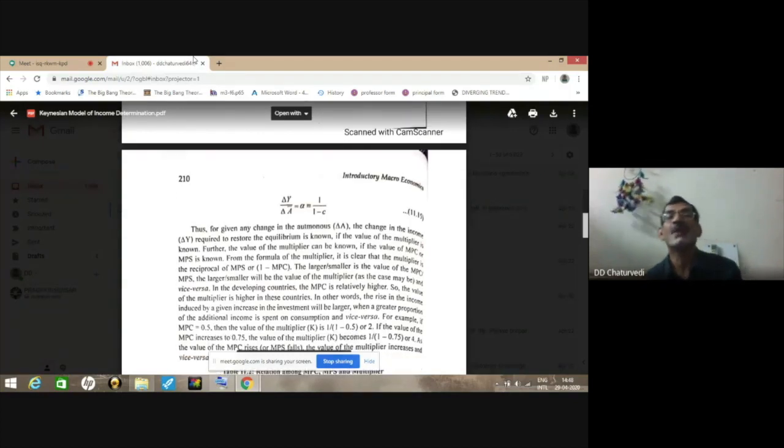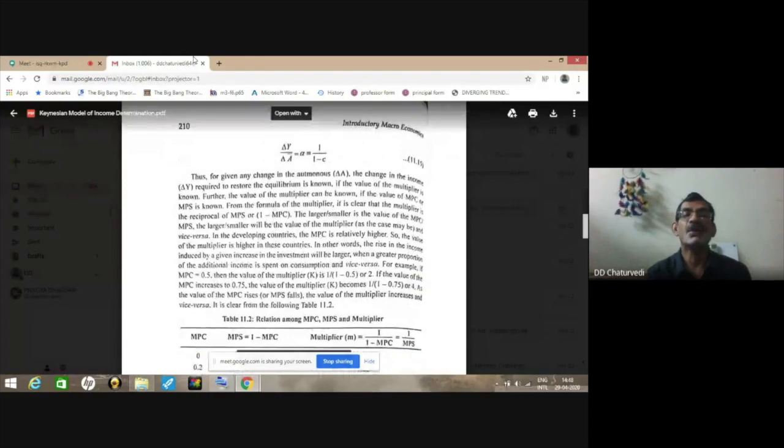And this multiplier is symbolically expressed in equation number 11.15 by using the symbol alpha, and it is equal to delta Y divided by delta A bar. It is equal to 1 upon 1 minus C, or 1 upon 1 minus marginal propensity to consume. And 1 upon 1 minus marginal propensity to consume is nothing but the reciprocal of MPS, or reciprocal of marginal propensity to save, because 1 minus MPC is the same as marginal propensity to save, because MPC plus MPS is always equal to 1.